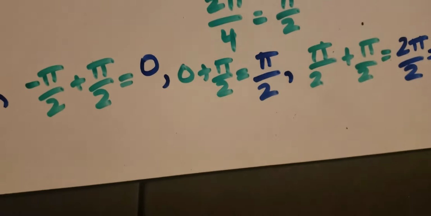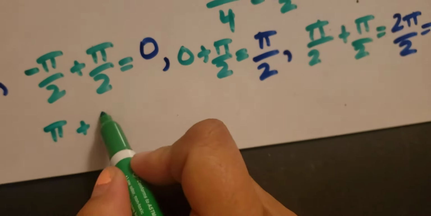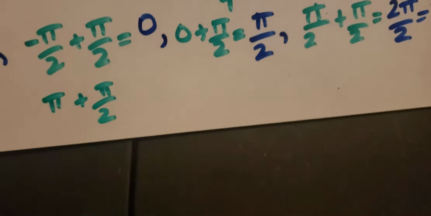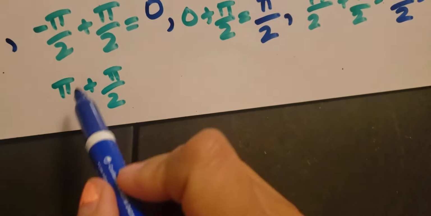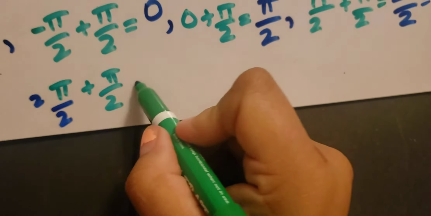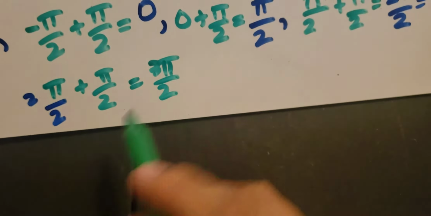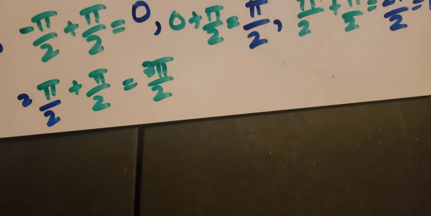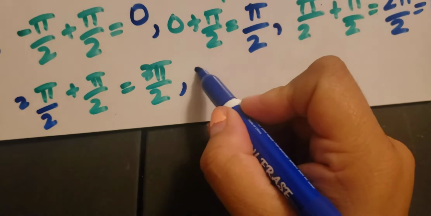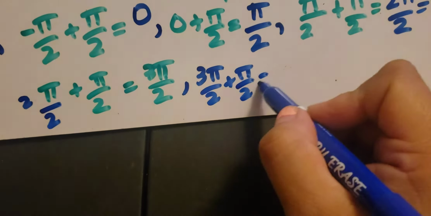Okay. So then we have pi, and then we're going to add pi over 2. Remember, common denominator, so I'm going to multiply by 2. And so then I have 3 pi over 2. All right, keep going. 3 pi over 2 plus pi over 2.